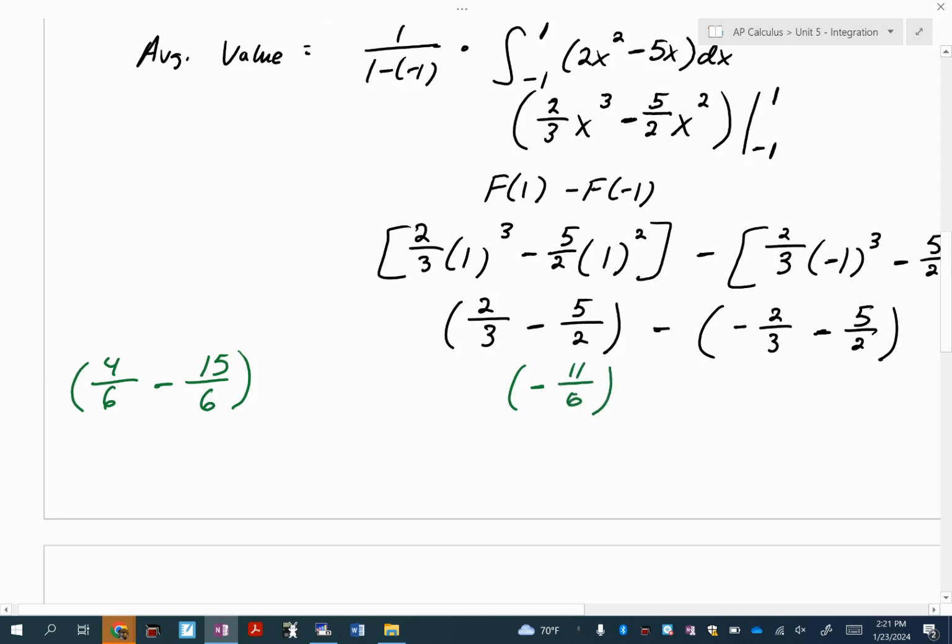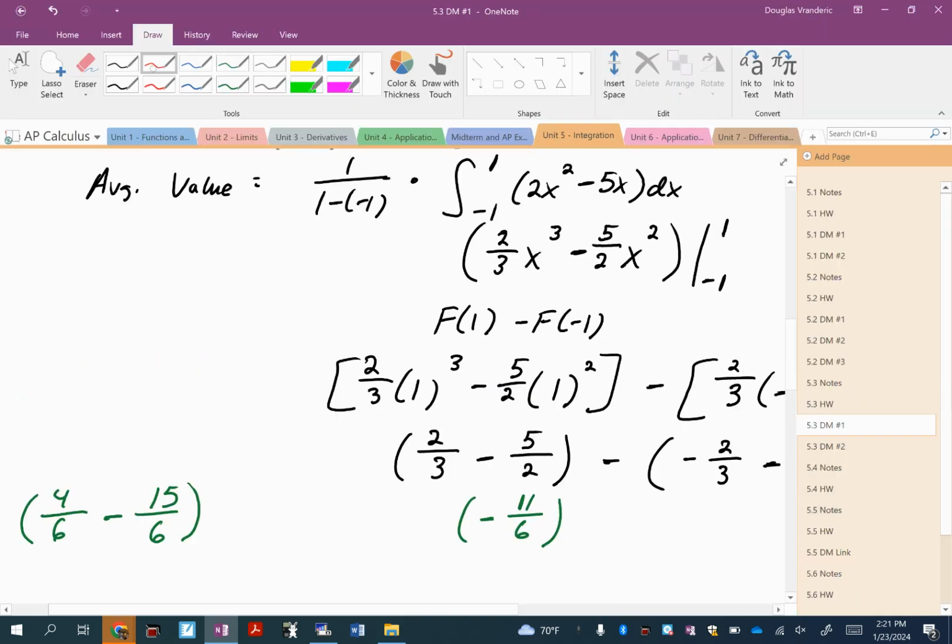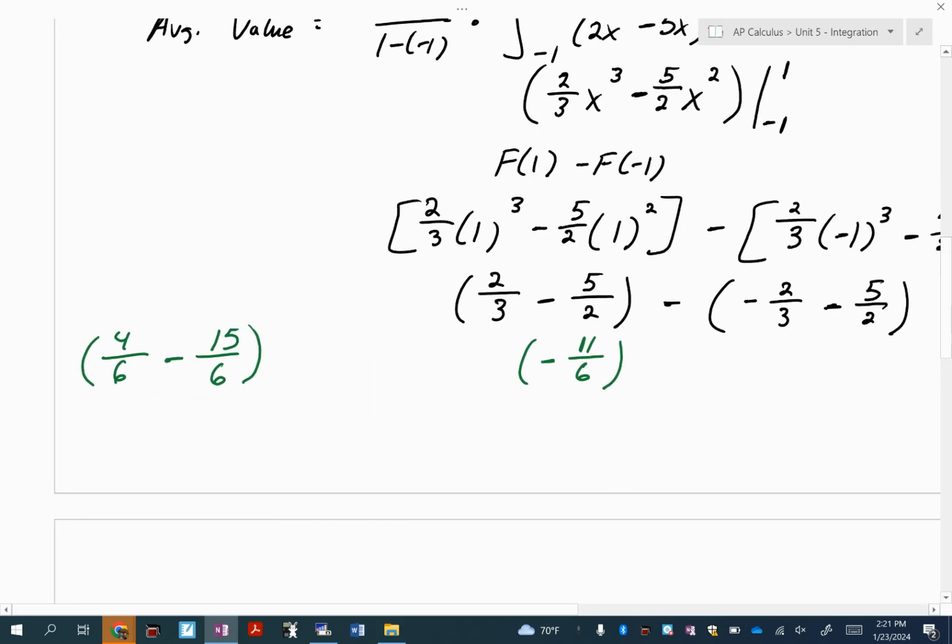Sorry, negative 11/6. Been watching a lot of Harry Potter, so I'm practicing my parseltongue. Okay, and then this one, not even a chuckle. Tough crowd today.